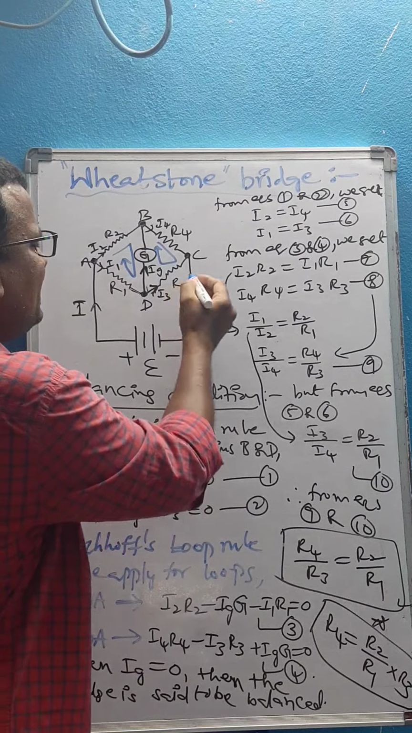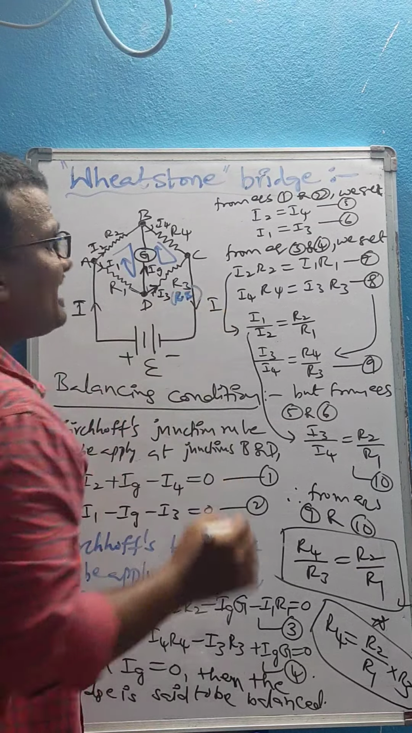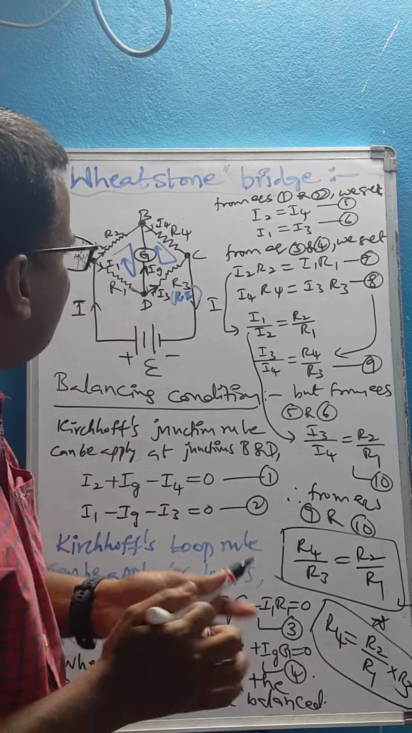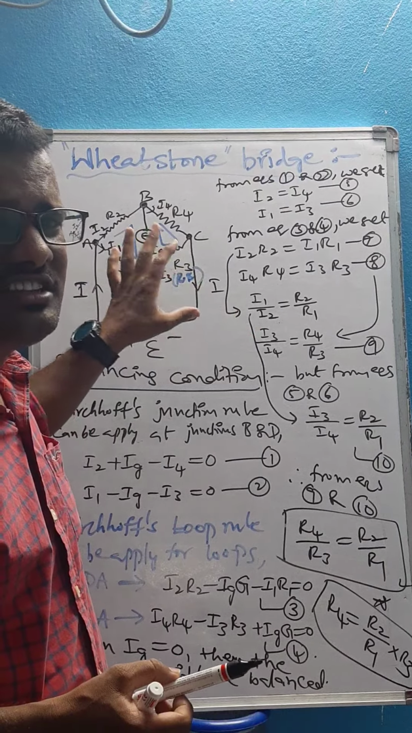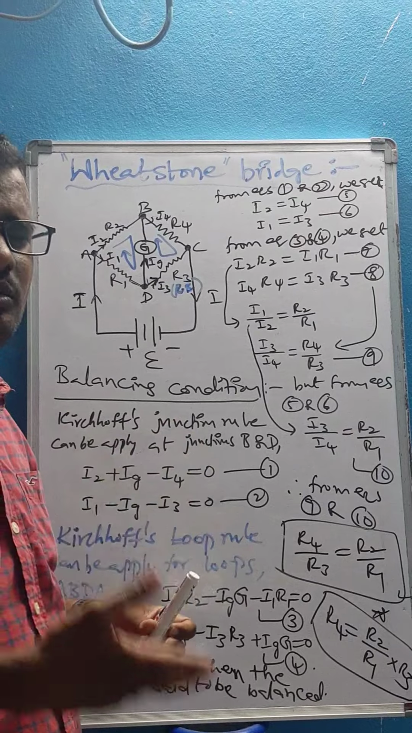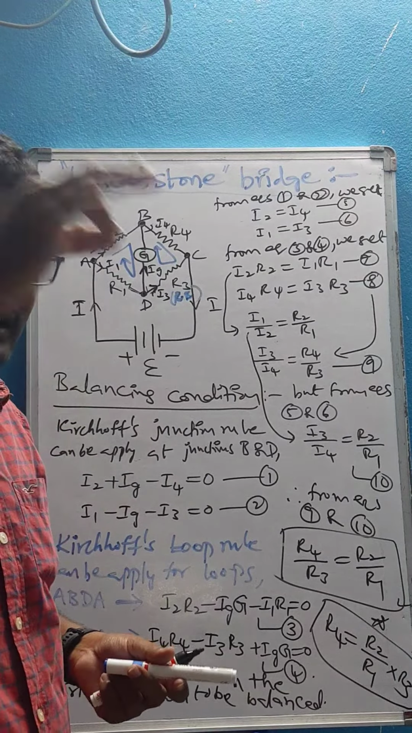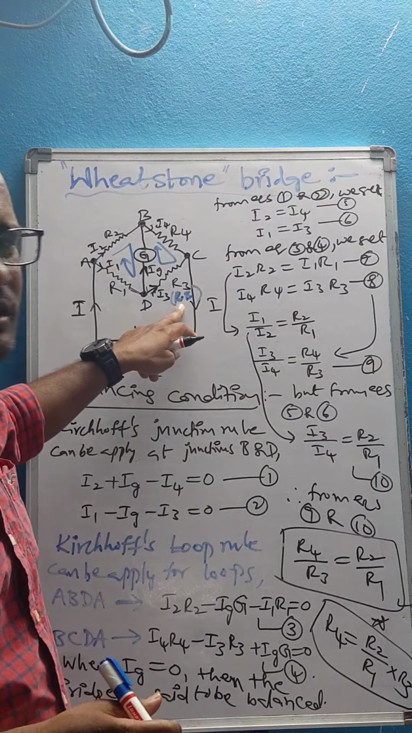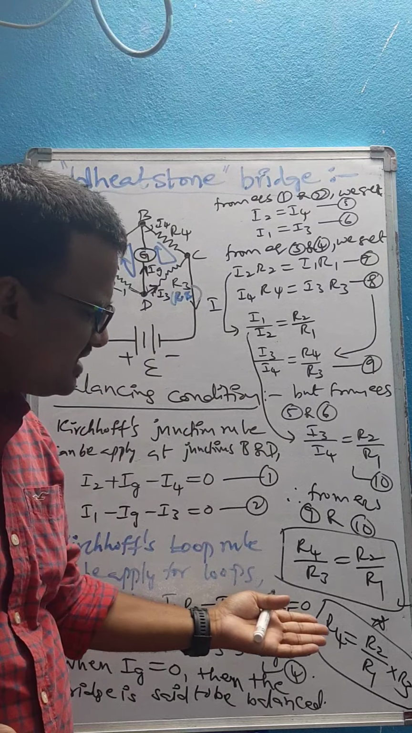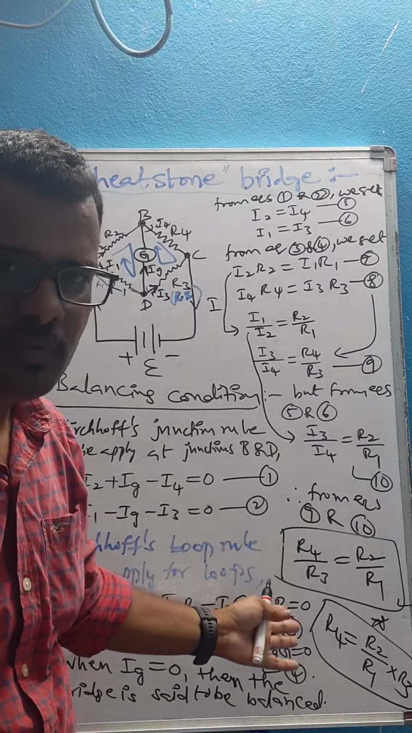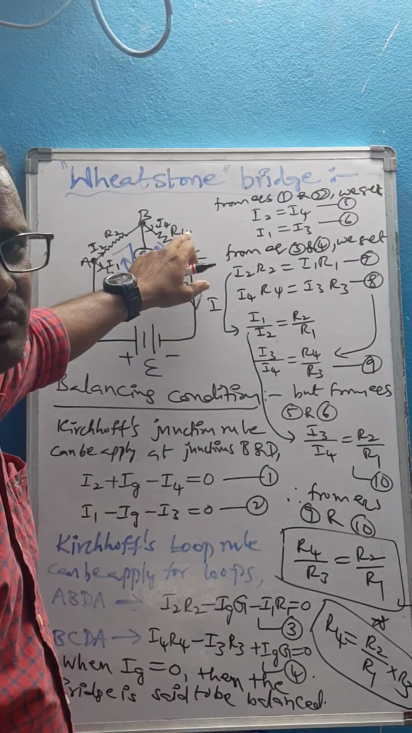Why? Because in place of R3 we can connect a resistance box. In that resistance box, we keep on changing the resistance. Then at some resistance of R3, the known resistance, the bridge is balanced. Then from the condition R4 by R3 equal to R2 by R1, we calculate the unknown resistance of the given wire.